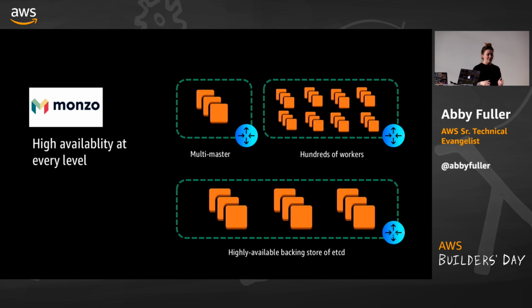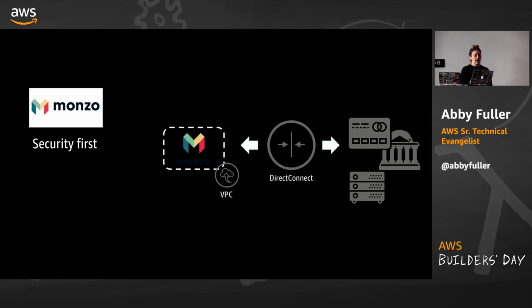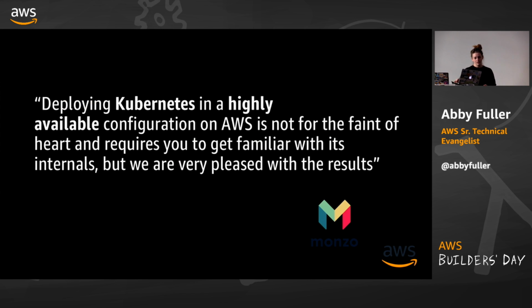I think there are some services, like government websites maybe, that have planned downtime where they go and fix some stuff. Maybe they change their schema in their database. Definitely not even in American banking would that fly. So it's really important to have high availability at every level. That means multiple masters, hundreds of workers, and then highly available etcd behind the back. Obviously, though, security is important too. So they use something called Direct Connect to go from their third-party resources like payment processors and connect that securely to their AWS resources inside their VPC.